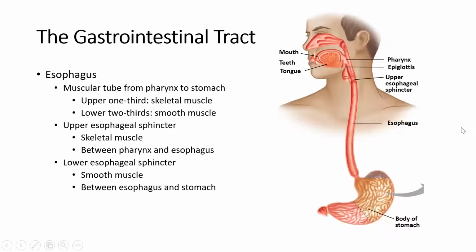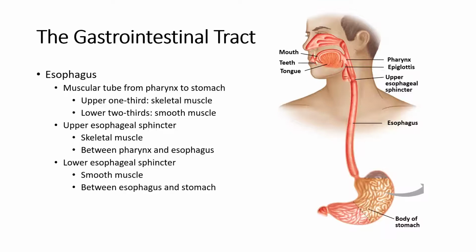Okay. Then we move down into the esophagus. The esophagus is a hollow muscular tube connecting the pharynx to the stomach. It is partially made of skeletal muscle, so the upper 1/3 is skeletal muscle. The lower 2/3 is smooth muscle. So there's a gradual transition between where we can voluntarily control swallowing to where we cannot control swallowing because it's made of smooth muscle. We also have two sphincters located in the esophagus.